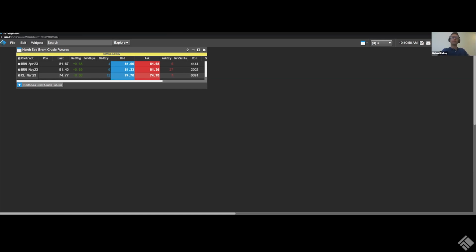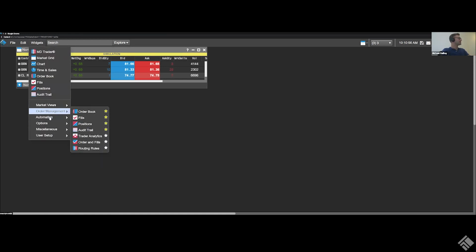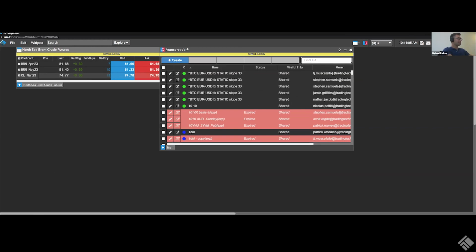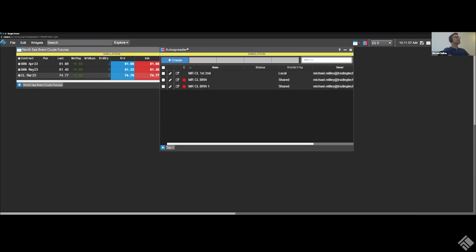Okay, so if we go up to widgets and we go to automation, the first option that we're going to have there is going to be Autospreader. And from here, I'm going to filter this down a little bit. Okay, so from here, this is where we have our list of instruments that we have created. Now, in this case, they are Autospreader instruments. So they are spreads that we have configured ourselves, and that we can then go and trade in the market to express our ideas about where things are going to move around.